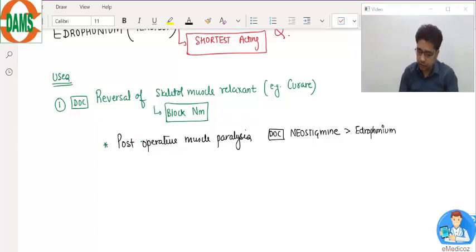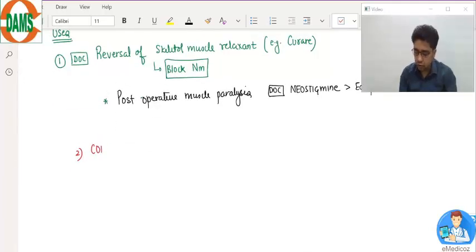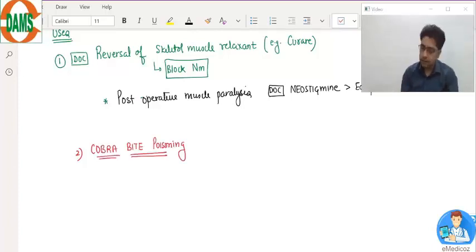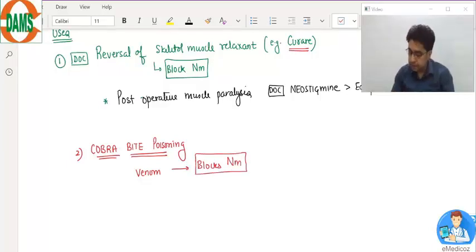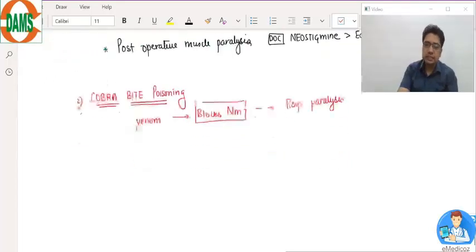Now, second, neostigmine is also the drug of choice for cobra bite poisoning. So neostigmine is also given for cobra bite poisoning. Why? Because the venom of cobra, just like curare, also blocks the NM receptor. And the person dies because of skeletal muscle paralysis or respiratory paralysis. NM receptors are present on muscles.